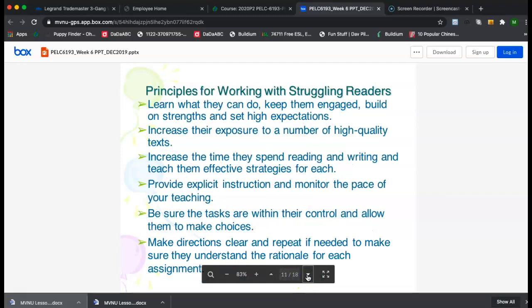Principles for working with struggling readers. Well, first of all, you need to know what they can do, not what they can't, but what can they do? Keep them engaged. Build on those strengths of what they can do and set high expectations. Increase their exposure to a number of high-quality texts. Read alouds fit in several times throughout your day. Increase the time they spend reading and writing and teach them effective strategies for each.